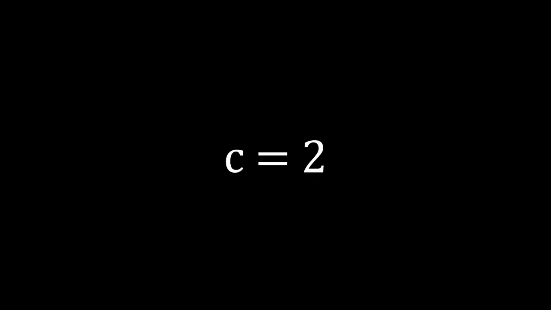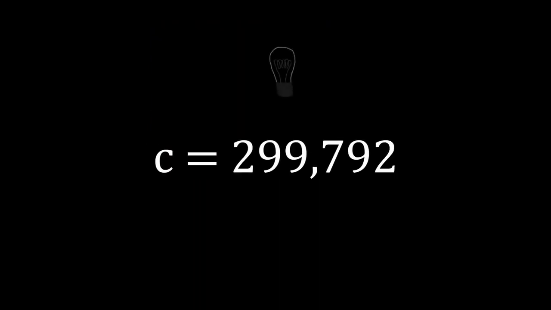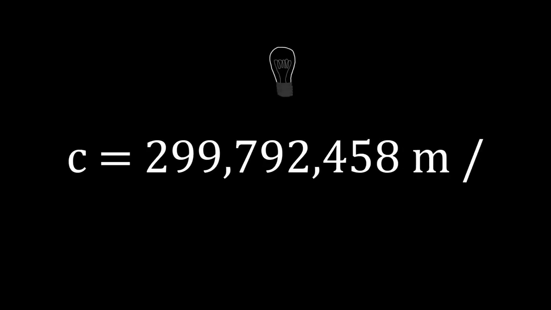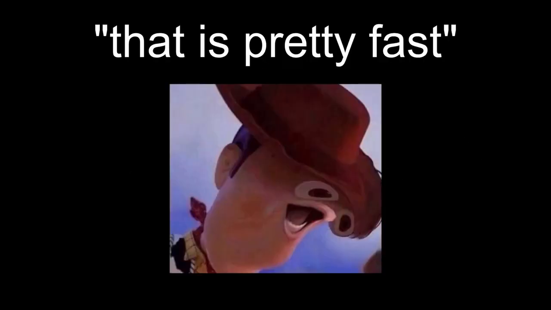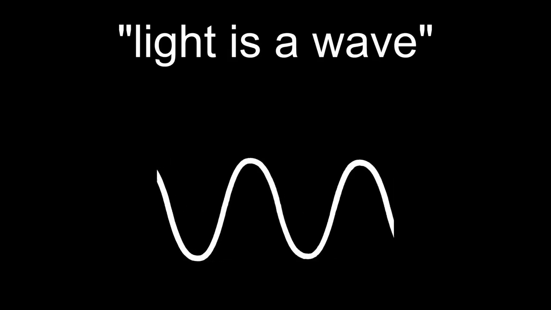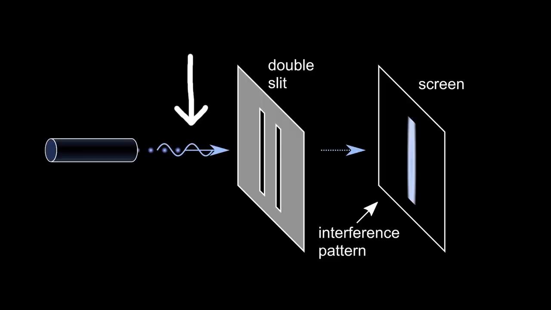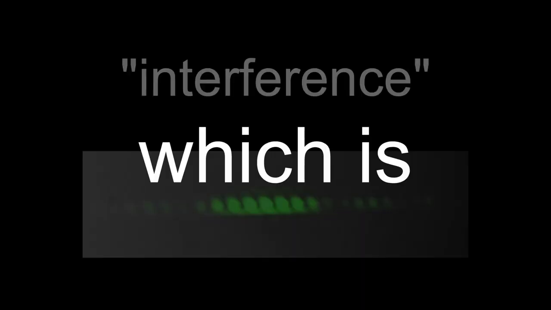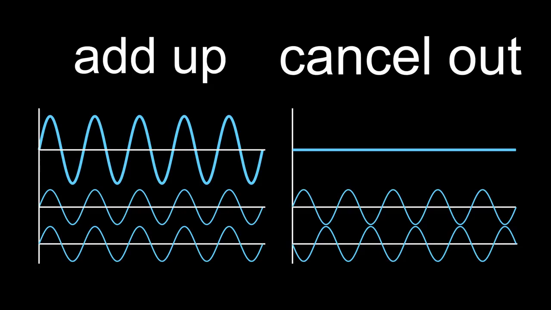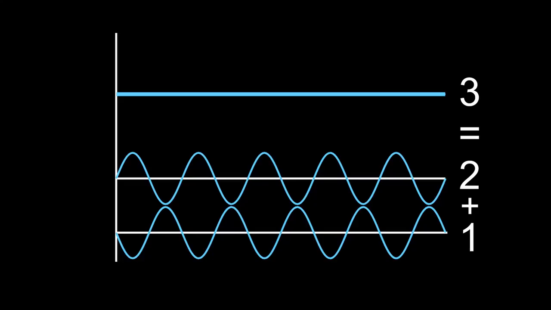To be exact, 299,792,458 meters per second in a vacuum. That is pretty fast, said everyone. Also, light is a wave, said everyone. Why? If you shoot it through two teeny tiny slits, it creates a fancy pattern due to interference, which is just a wave thing. You see, when two waves cross, they can add up or cancel each other out. These gaps are the spots where they cancel each other out. So in this case, light behaves like a wave.